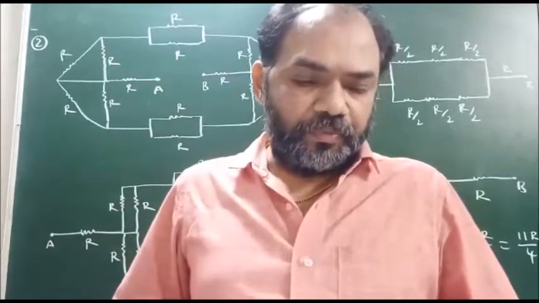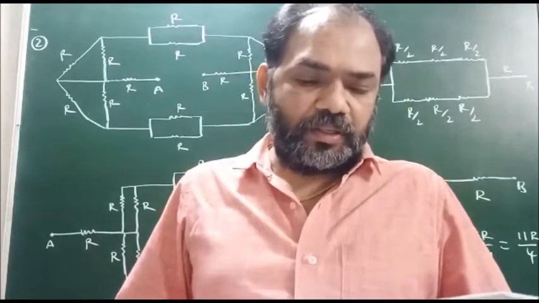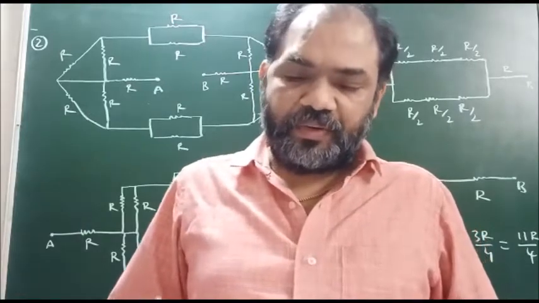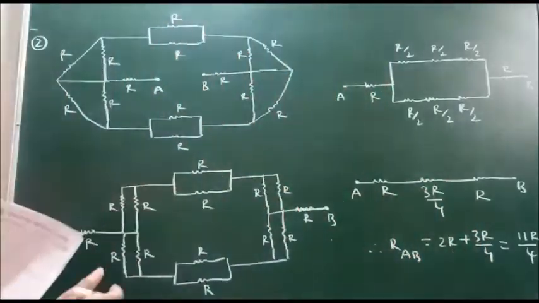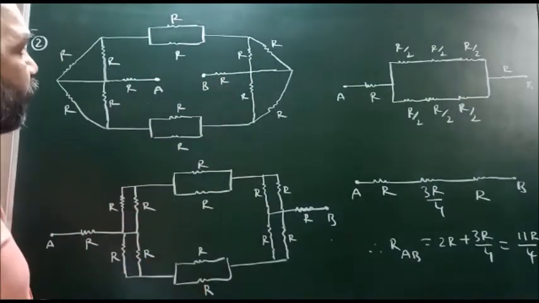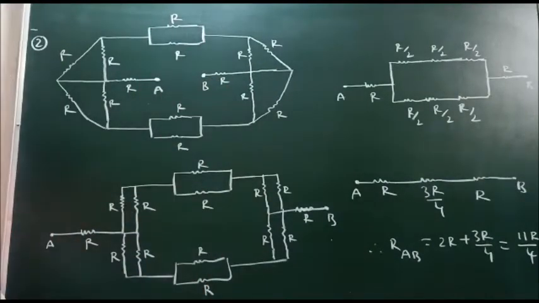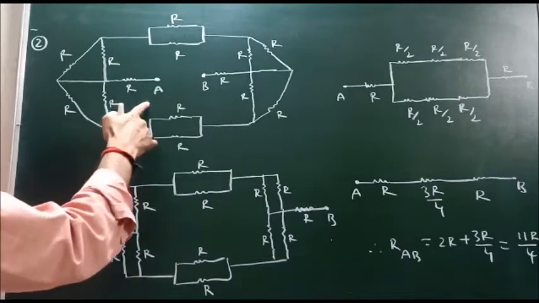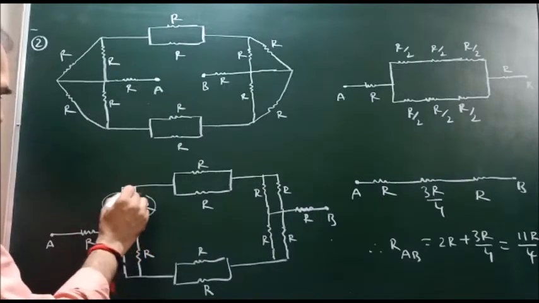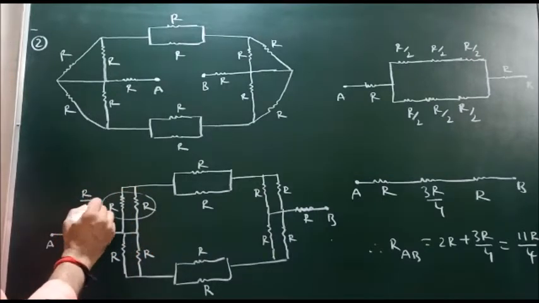Next, question number 2. Each resistor shown in the figure has a resistance capital R. Find the equivalent resistance between A and B. So the given circuit is this one. We require the equivalent resistance between A and B. Given each resistor has resistance R, now we can rewrite this like this. Here these two resistors are parallel, so their effective resistance is R/2.